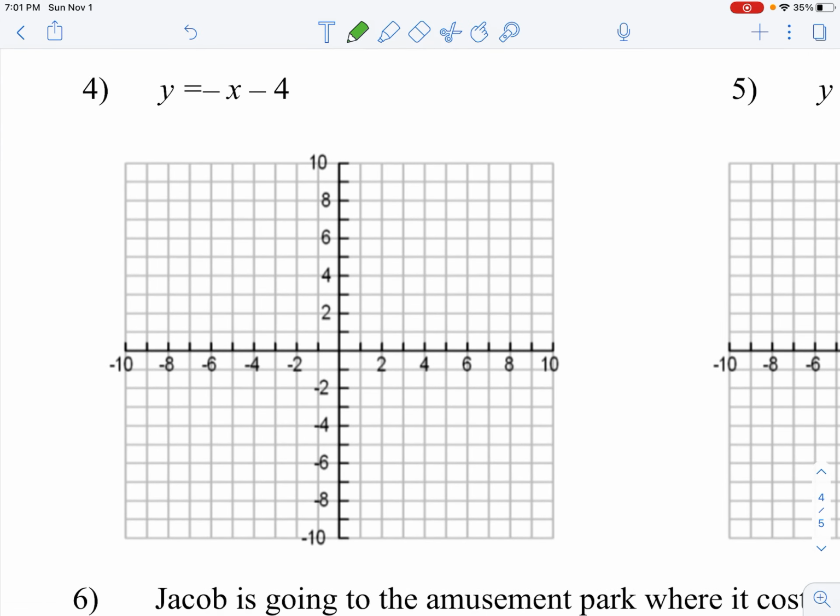Moving on. Number 4. My slope on this one's kind of tricky to see, but there is a -1 there, and then I could always put it over a 1. So -1 over 1. But again, my y-intercept is -4, so I'm going to put a point there first. And then I'm going to go down 1 and over 1. All the way down here, and all the way the other way as well.